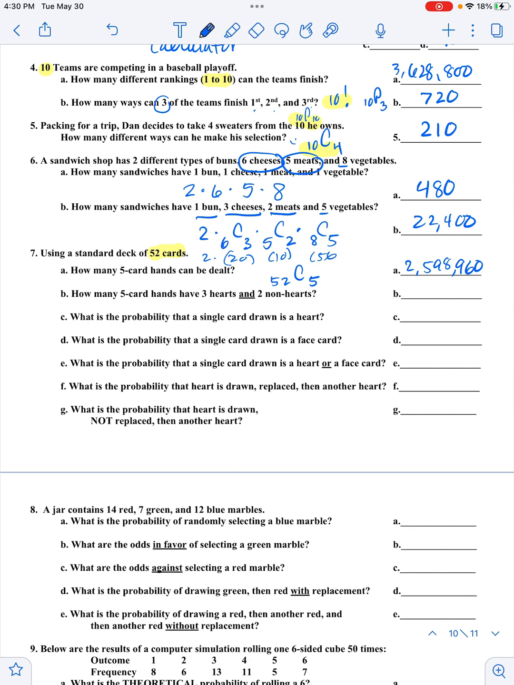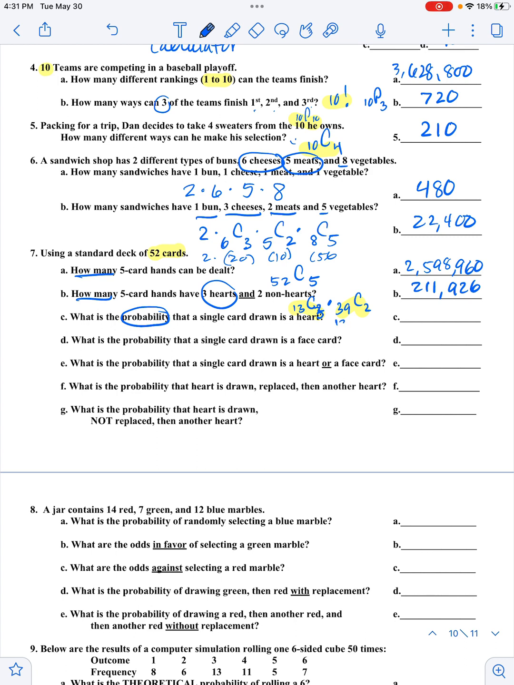How many of those have 3 hearts and 2 non-hearts? So you have a group, like 2 different categories. For the hearts, there's 13, and I'm choosing 3. And then for the non-hearts, that's the other 39 cards in the deck that are not hearts, and I'm choosing 2. So this first grouping is 3 hearts and then 2 non-hearts. And that came out to be 211,926.